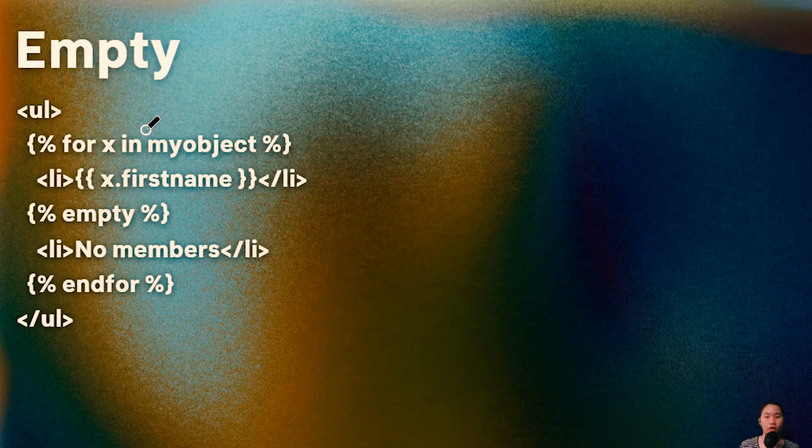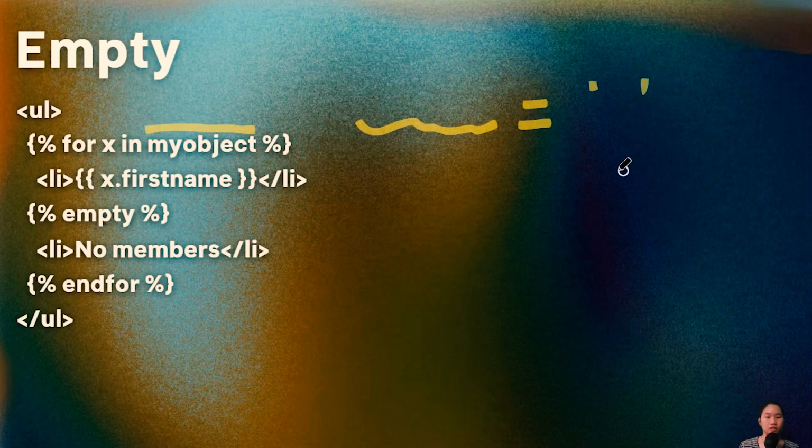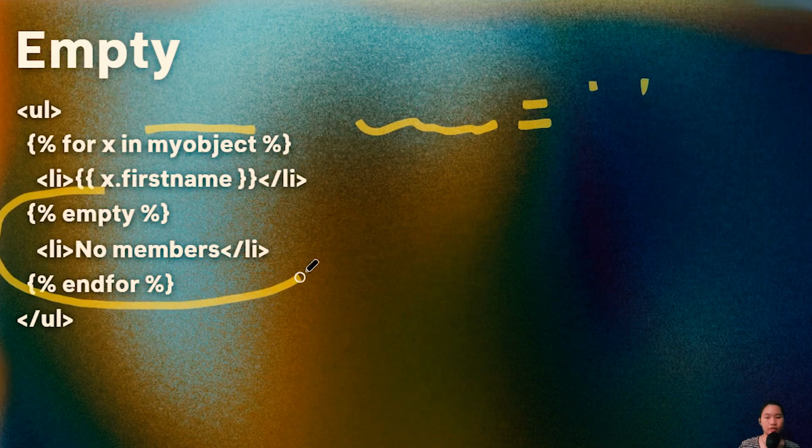But what if we have my_object, and we wrote my_object over here equals, and it's just empty? What would happen? Well, it's basically the same thing. Django's going to go with the empty section over here, and it's going to return no members. All right, as simple as that.